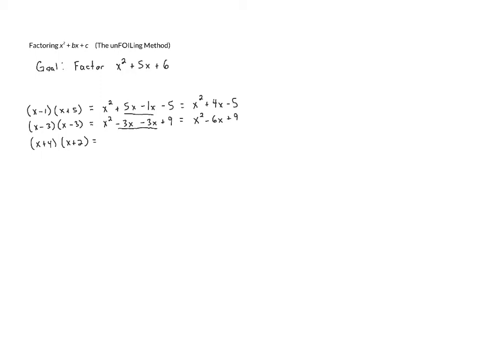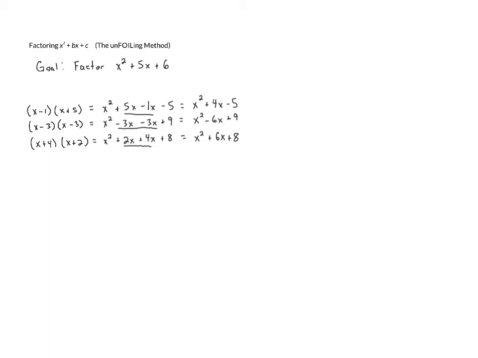In our third example, we can also multiply by foiling. When we multiply the first terms, we get x squared. The outer terms, we get 2x. The inner terms, we get 4x. And the last terms, we get 8. And when we combine the like terms, we end up with x squared plus 6x plus 8.